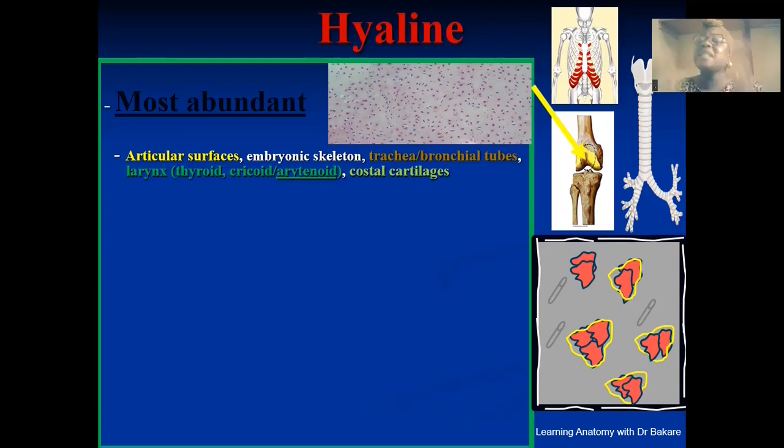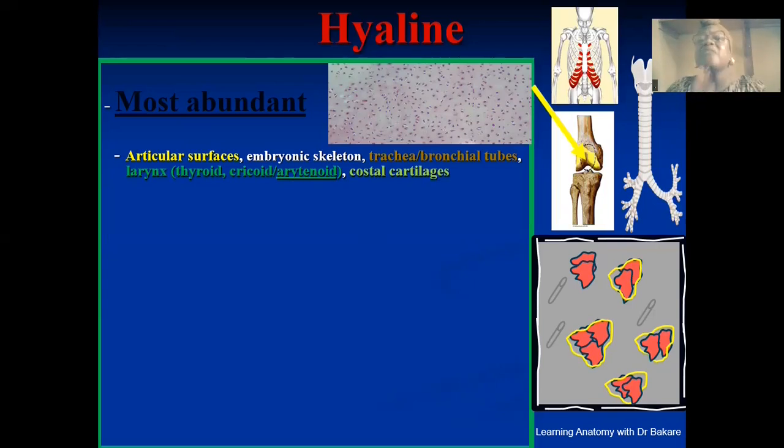They are also seen in the embryonic skeleton. So remember, when we try to highlight the functions of cartilage, we say that some bones are formed from previously formed cartilages. So this type of cartilage during embryonic development is hyaline type of cartilage.